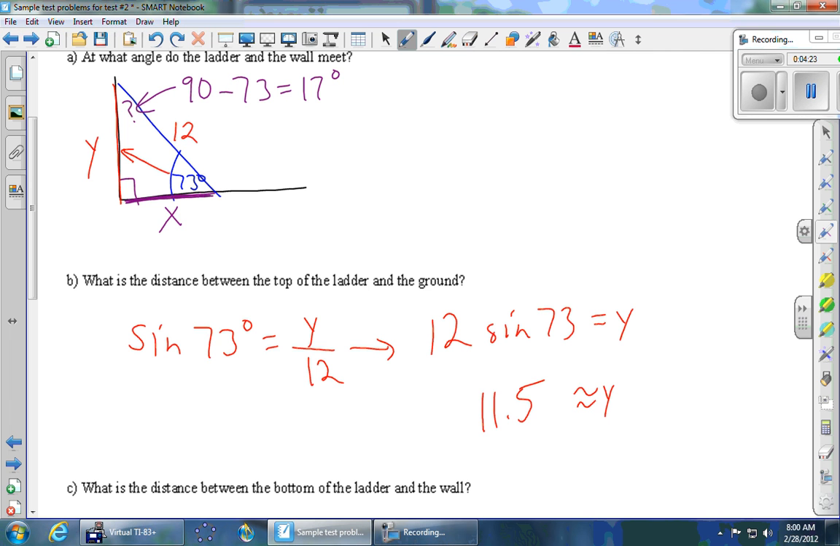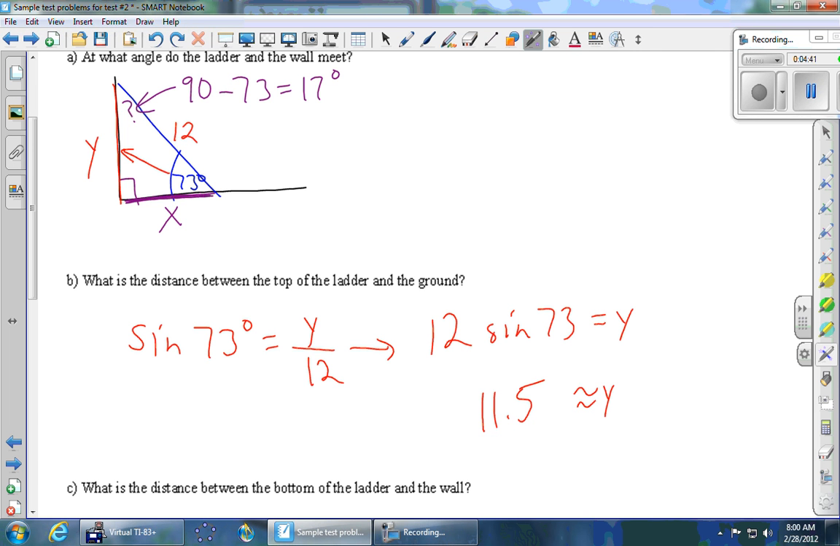Number one, if we are using 11.5, this rounded number, then our answer that we get for X is going to have even more rounding error. So there's no reason to introduce new rounding error. Number two, we've been so focused on trig, well, let's just use it.